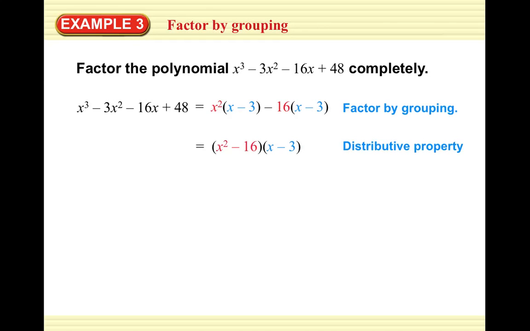So I take out that x minus 3, and I'm left with x squared minus 16. A difference of 2 squares means I can just factor that even further. And so now I'm at my final factorization.